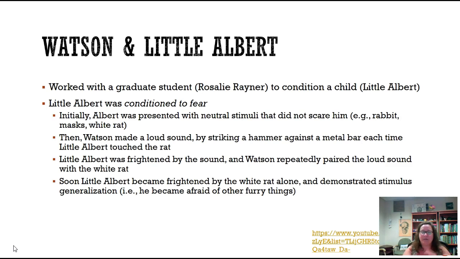Eventually Albert became afraid of that white fuzzy creature. He could just show him the rat and Albert would cry. So he had learned to fear that animal. And this generalized. He was afraid of rabbits. He was afraid of Santa Claus masks. He was afraid of fuzzy things. He was afraid of fur, any type of fur coat or outfit. He was afraid of so many different things because John Watson paired that loud noise with that animal repeatedly.